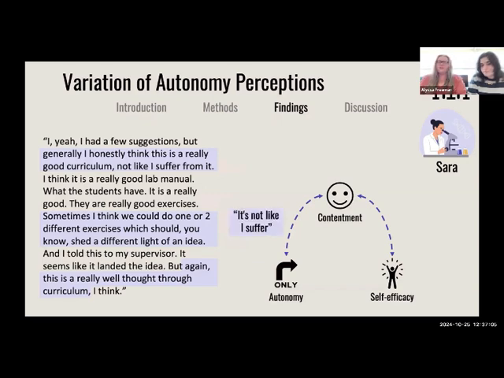So here, Sarah describes how even though she doesn't feel like she has a lot of autonomy, she thinks that the curriculum is good. There's good exercises for the students. And so she expresses a sentiment of it's not like I suffer, which indicated to us that even though she doesn't have high perceptions of autonomy, she is pretty content with her teaching situation.